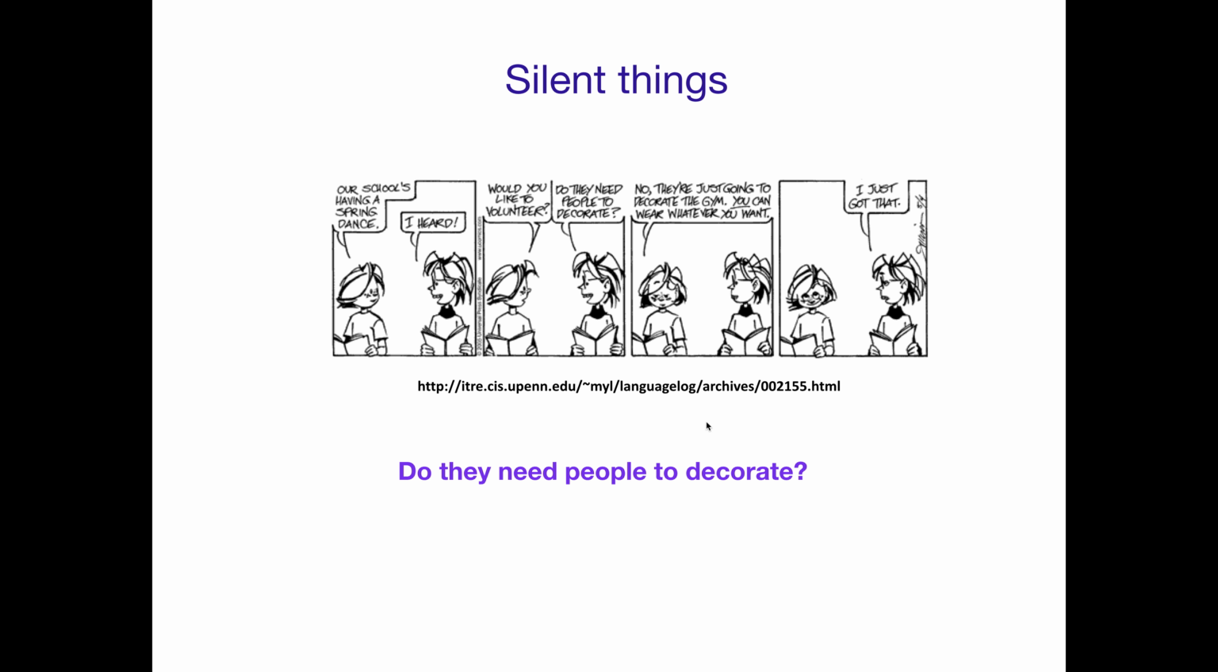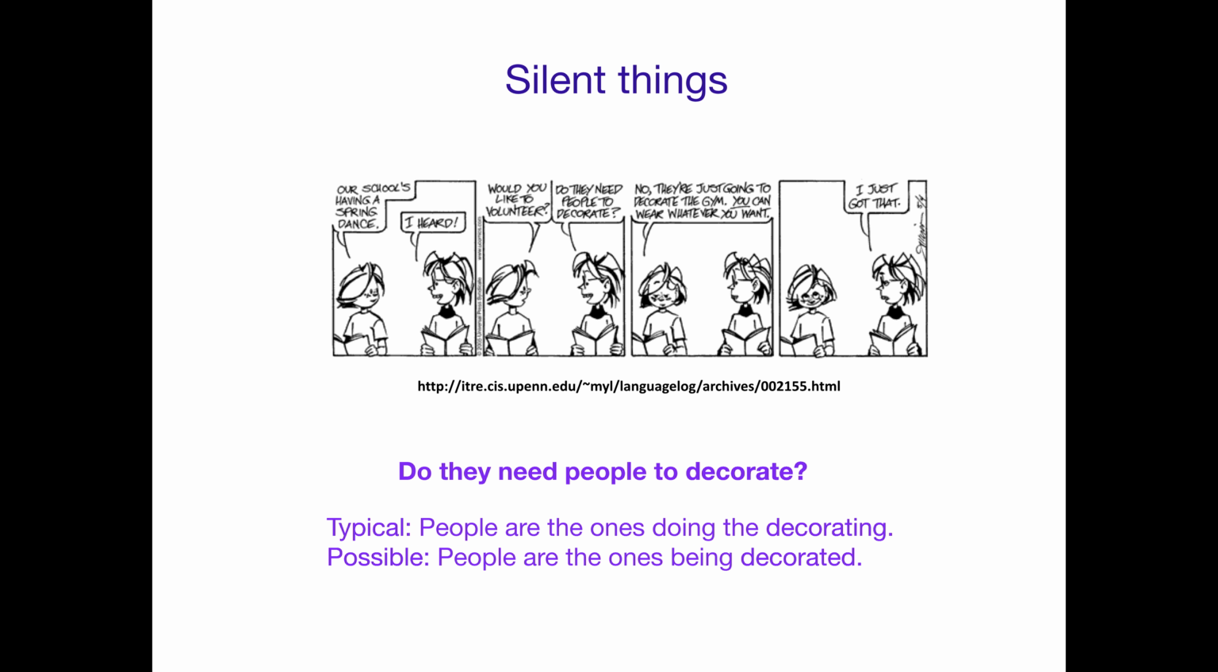And the ambiguity here, the reason why this is funny, is because "do they need people to decorate" involves you interpreting the subject or the object of decorating, right? So the typical interpretation of "do they need people to decorate?" is that people are the ones doing the decorating. They're the silent subject of decorate in some sense. But a possible interpretation, which is the one that makes this funny, is that people are the ones being decorated. They're the ones that you're going to decorate. They're the object of decorate. Do they need people to decorate, right?